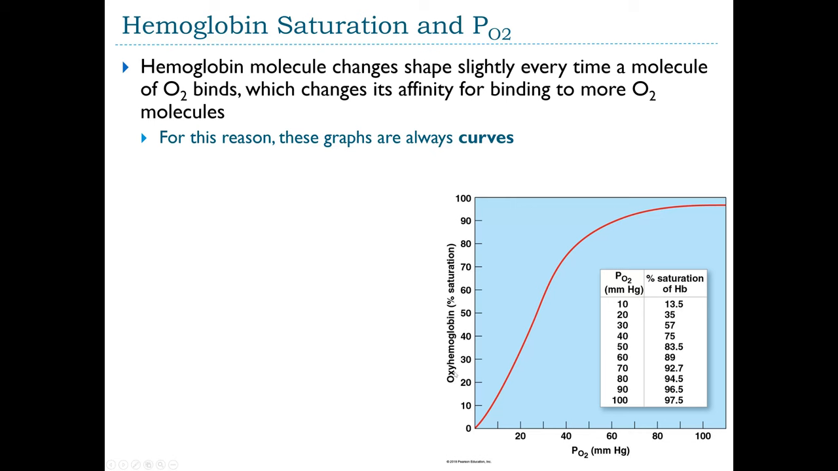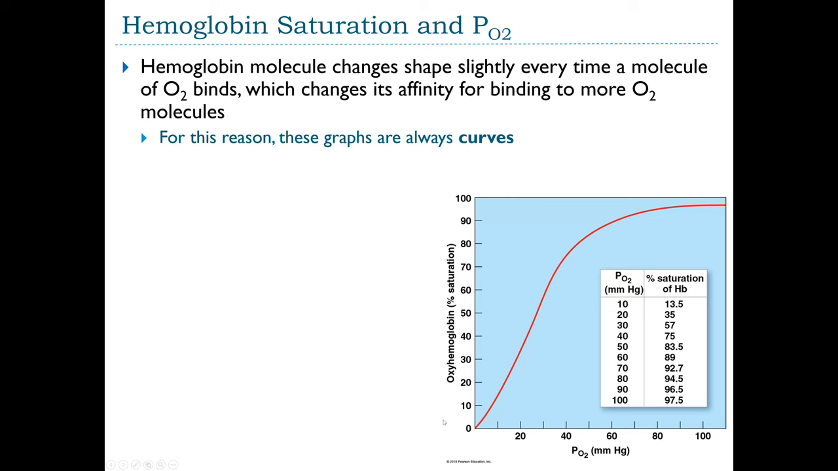And then on the left axis will actually be the percentage of saturation. So again, 100% would mean that four hemoglobin are bound, 75% would mean three, 50 would mean two, 25% would mean one oxygen is bound, and then zero would mean no oxygens are bound.